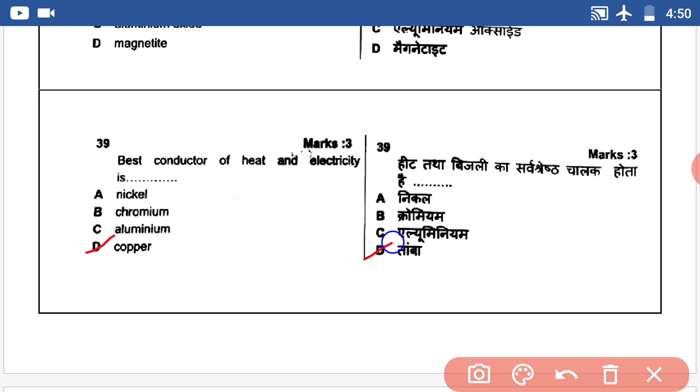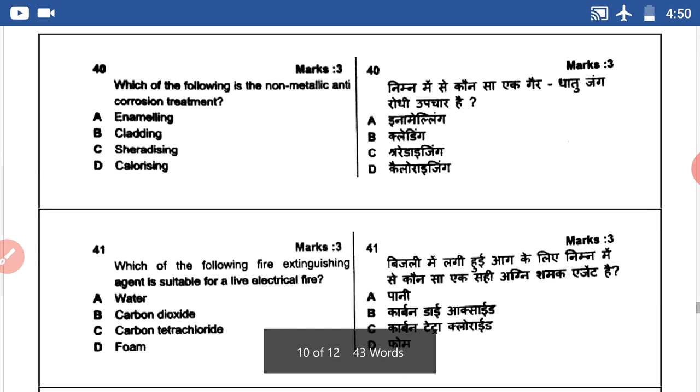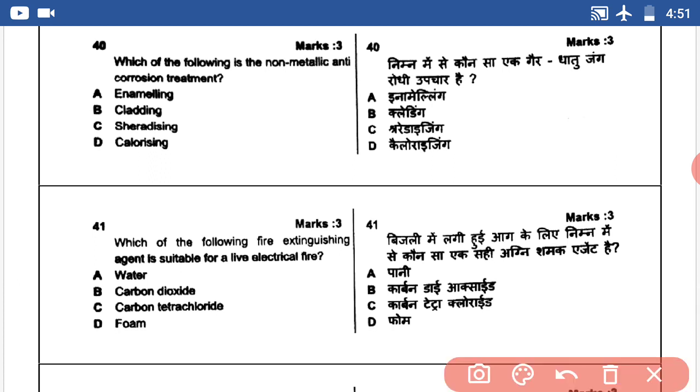Question number 40. Which of the following is a non-metallic anti-corrosion treatment? The answer is cladding. Answer B, cladding.